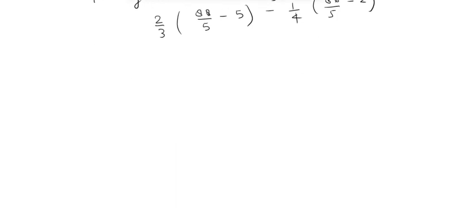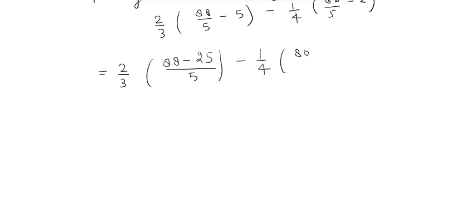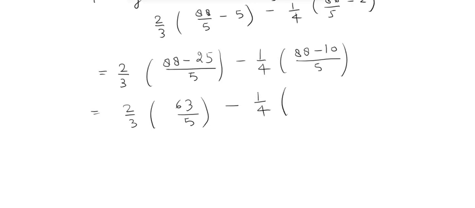So after simplifying, you take LCM. So 2 by 3, 88 minus 5 times 5 is 25, divided by 5, minus 1 by 4, 88 minus 5 times 2 is 10, divided by 5, is equal to 2 by 3, 88 minus 25, so we will get 63 divided by 5, minus 1 by 4, 88 minus 10, 78 divided by 5.